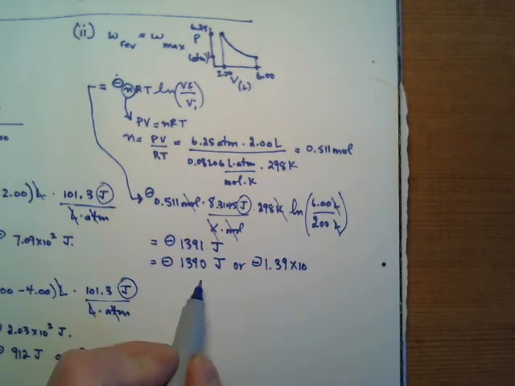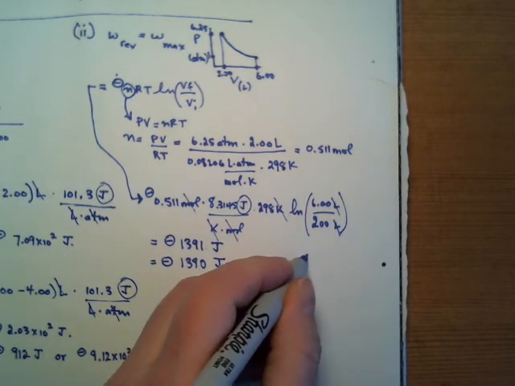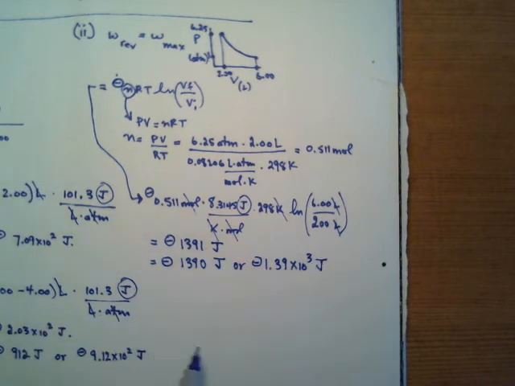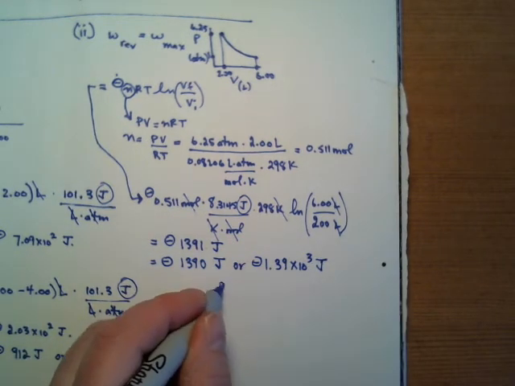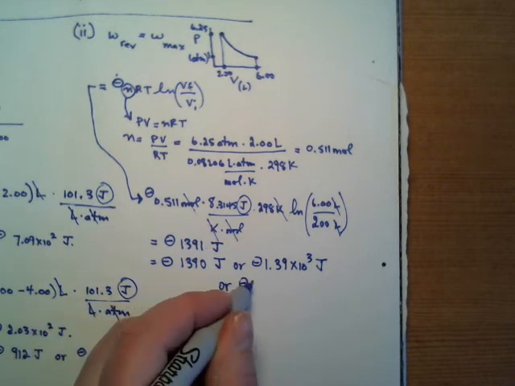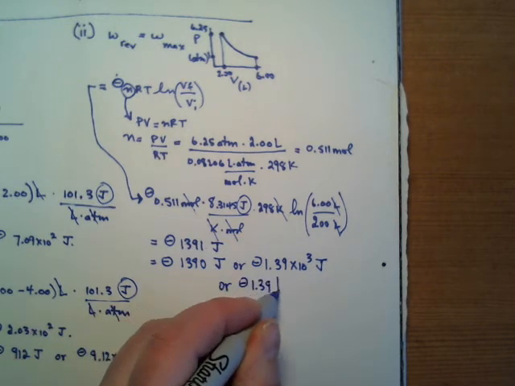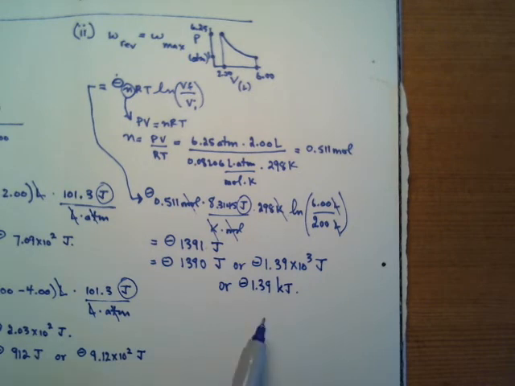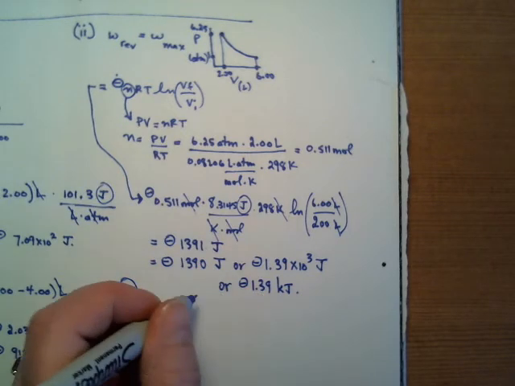times 10 cubed. Okay, if you want, you can also write 1.39 kilojoules. Make sure when you're writing the prefix letter k for kilojoules, it's a small k, so it has a tall tail on that. And that's my answer.